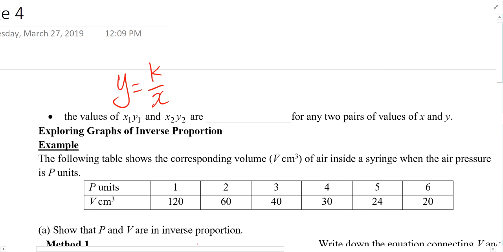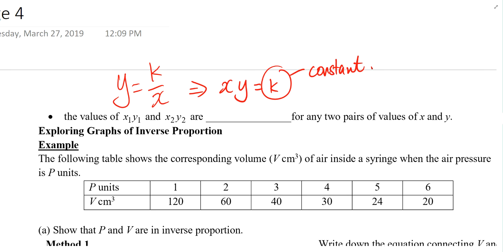So y equals k over x. Let us rewrite this equation. Let us manipulate it. What does x times y give us according to the equation? k, right? Which is a constant. Please write this down. Please copy this down. y equals k over x. Therefore, x times y must be a constant k.